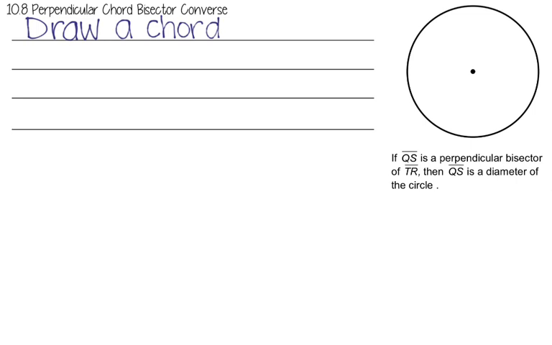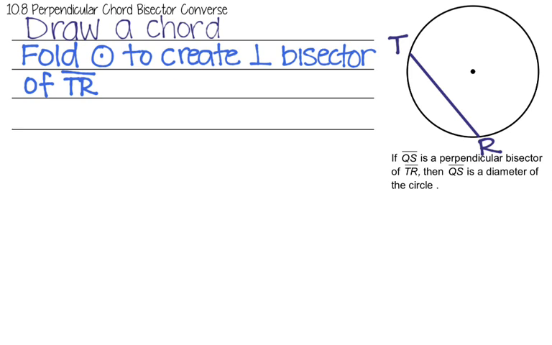In your third one, this is the perpendicular chord bisector converse, which says this time draw just a random chord. Just draw a chord, and we're going to label it TR. And then what we're going to do is fold the paper to create a perpendicular bisector of TR. To do that would be to fold T right on top of R. So you're going to fold your circle until the point T lands right on top of R, and then crease that fold.